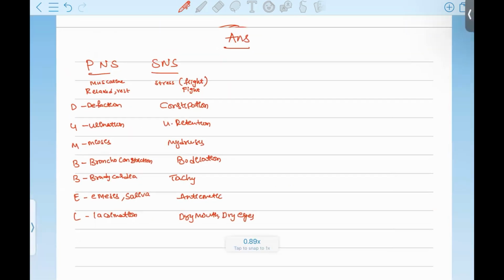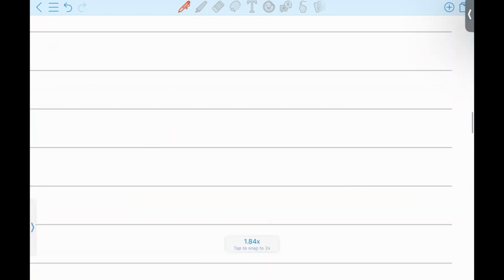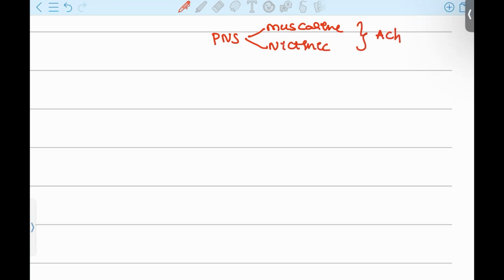This is the main difference between the parasympathetic and the sympathetic nervous system. Let's see the classification of those drugs. First, the parasympathetic nervous system. There are some direct agonist drugs and some indirect agonists. The parasympathetic nervous system activates your muscarinic agents, and another one is your nicotinic agents. Both are mediated by acetylcholine.